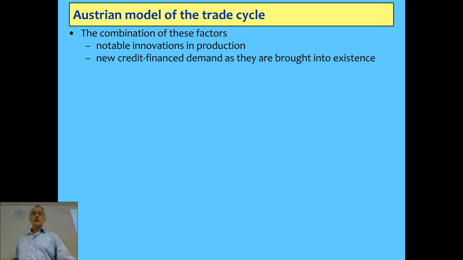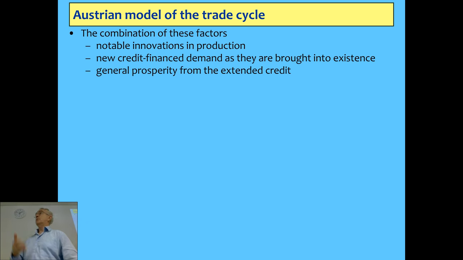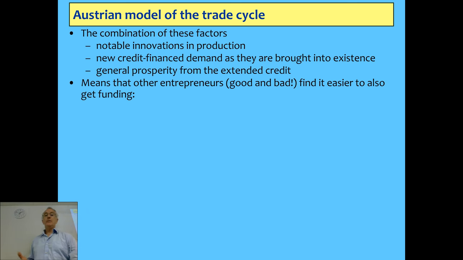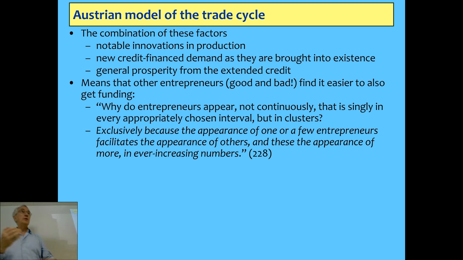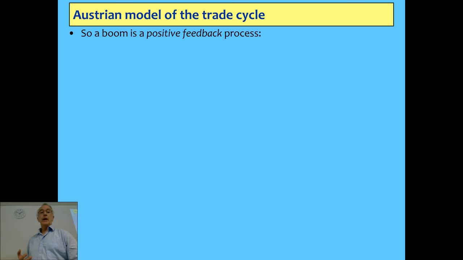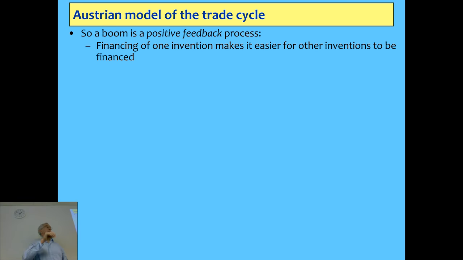So you get an innovation financed by credit, with prosperity coming from the credit, which means that other entrepreneurs can also get finance and the new ideas get financed, possibly beyond what's sustainable. Some of the companies are going to fail. So you get funding for everybody, and you get what's called a positive feedback. Now, positive doesn't mean good. Okay? Positive means it amplifies something else. So the new idea coming along amplifies the possibility for the same or related ideas to also get funding, and you get a takeoff and a boom. But that's going to be unsustainable.